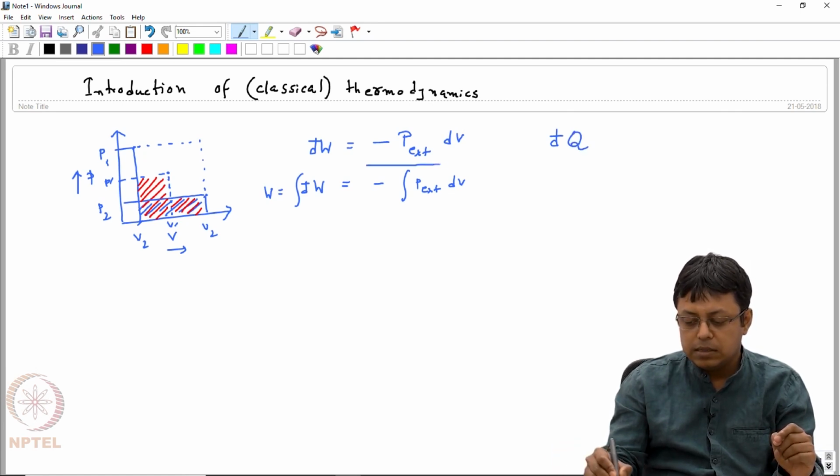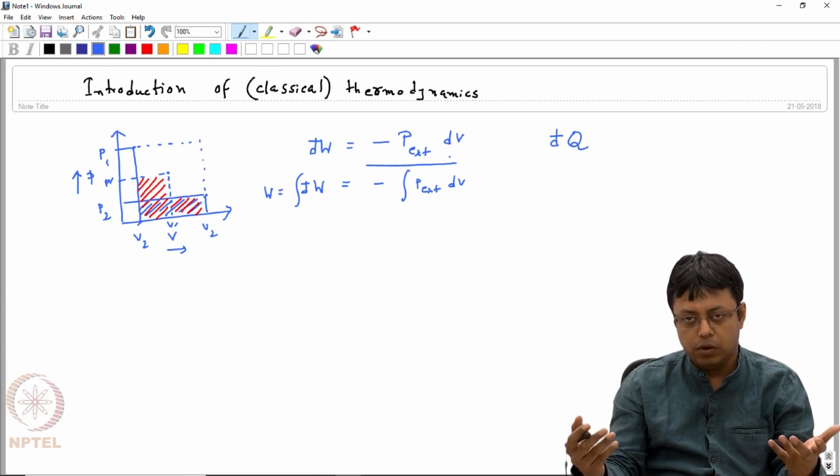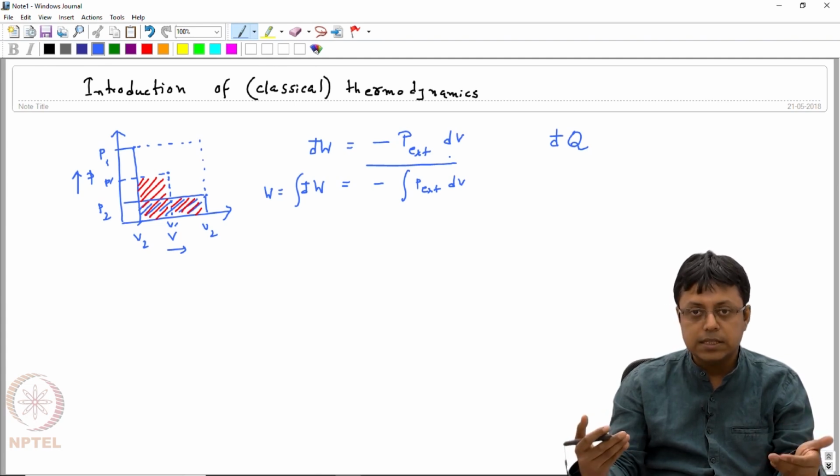Now we already discussed in the earlier course, or it is also explained in the textbook, why actually we use a negative sign here. Usually the convention we follow here is the work done on the system is positive and work done by the system is negative.